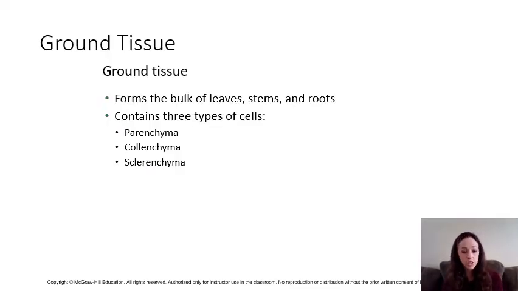Ground tissue forms the bulk of leaves, stems, and roots, and they contain three different types of cells: parenchyma cells, collenchyma cells, and sclerenchyma cells.